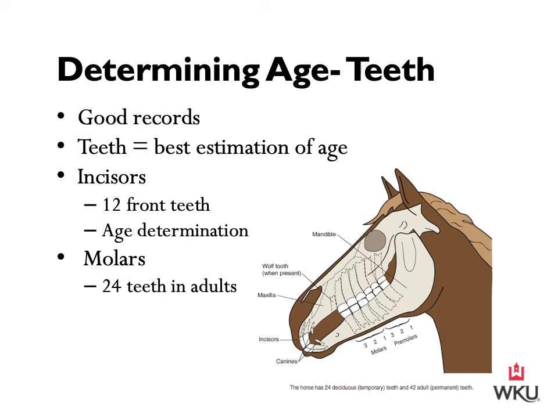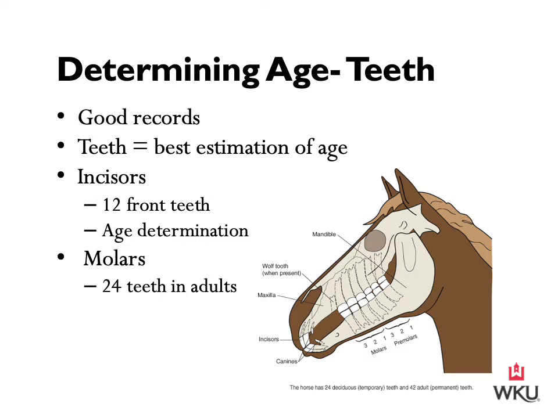Stabled animals are going to tend to appear younger than they are, so horses kept in barns are going to appear younger than they are when we evaluate their teeth, whereas those that are grazing sandy areas, such as range horses, are going to appear relatively older because of the wear on their teeth. So keep that in mind, even though the teeth are going to be the best estimate of age, different environmental factors are going to influence a horse on an individual basis.